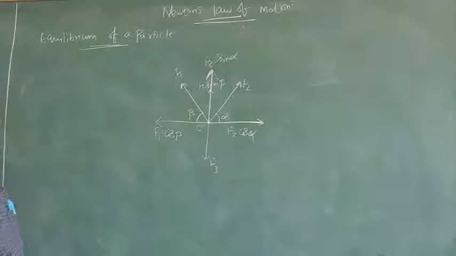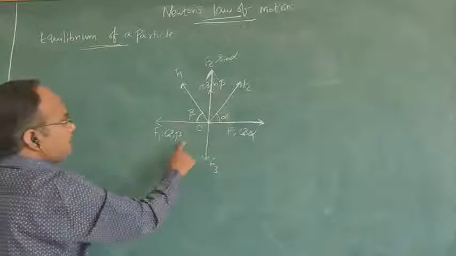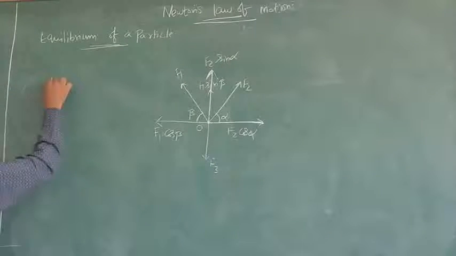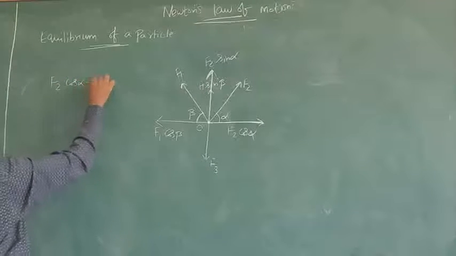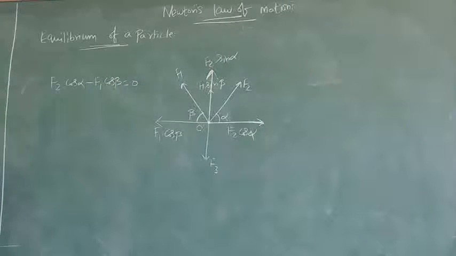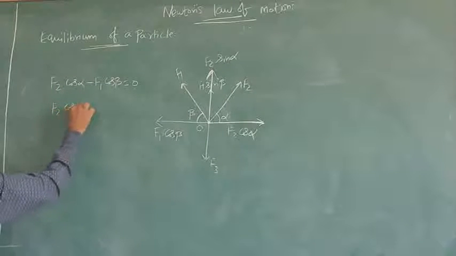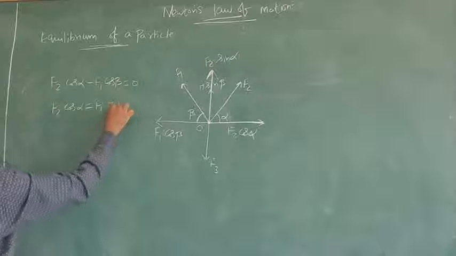Now at equilibrium, what can we write here? Forward minus backward. So from here we can write F2 cos alpha minus F1 cos beta is equal to 0. From here we can write F2 cos alpha is equal to F1 cos beta.